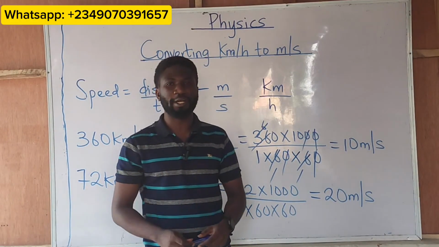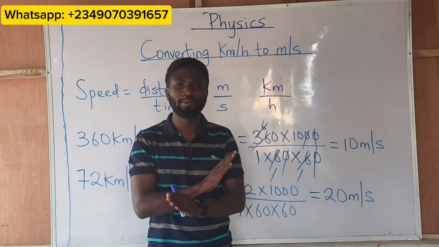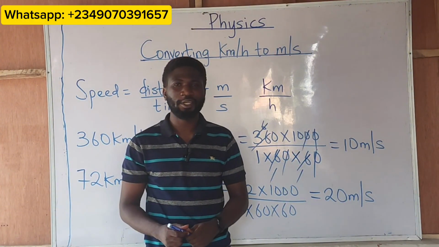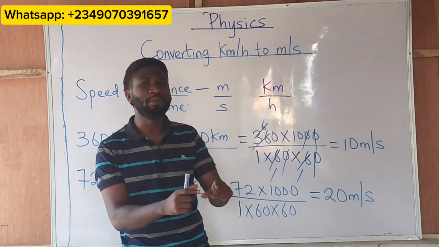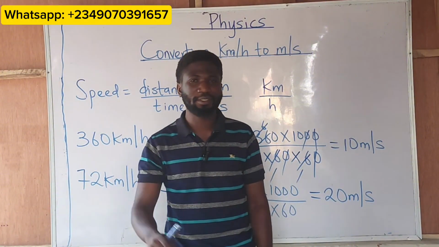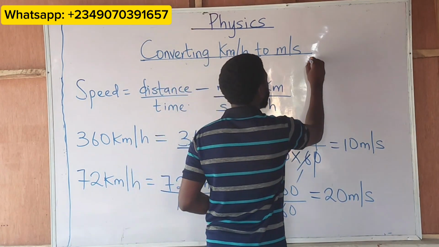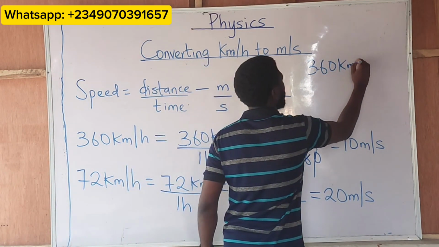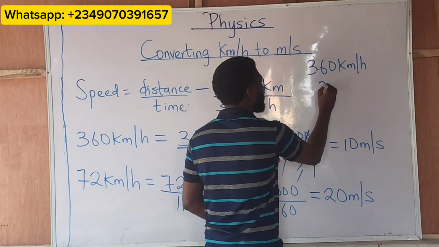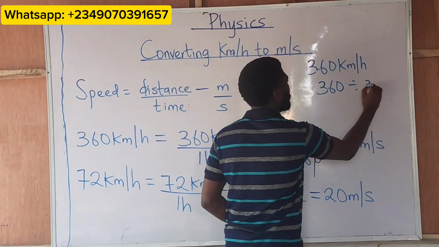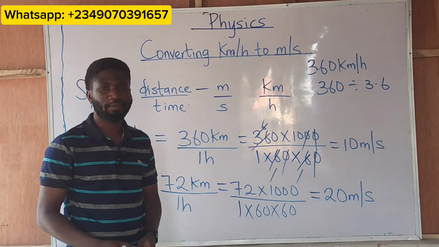So back to the simplest way now. If I want to change kilometer per hour to meter per second, you don't need to stress yourself too much. You just get it divided by 3.6. If you are changing kilometer per hour to meter per second, just divide by 3.6. So let's say we have 360 kilometers per hour, and you want to change this to meter per second. Just take your calculator and have 360 divided by 3.6. You are going to have 10 meters per second.